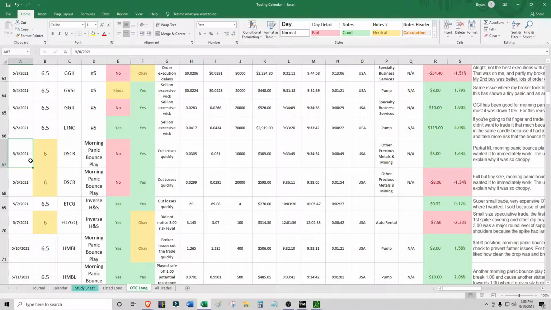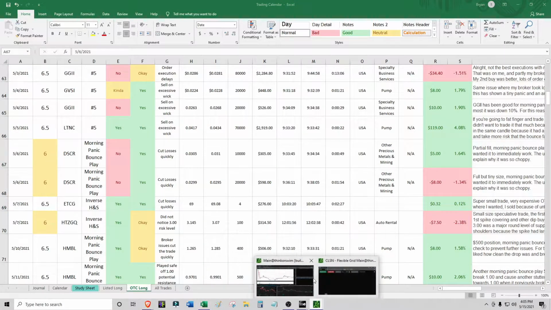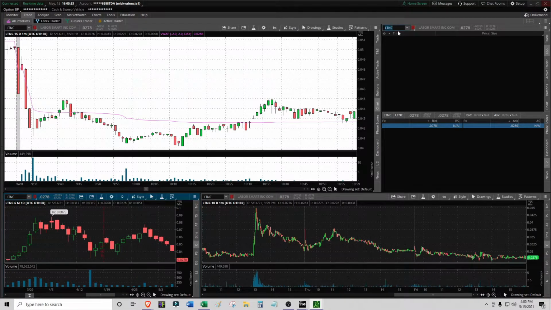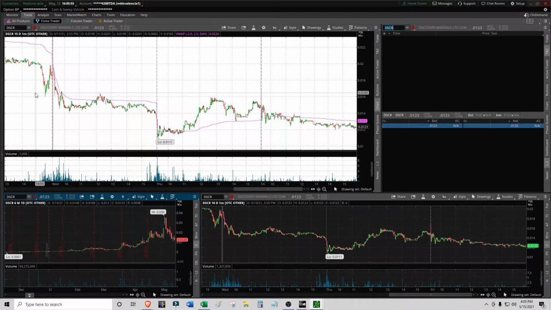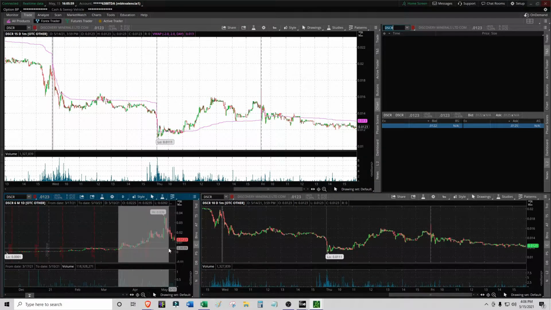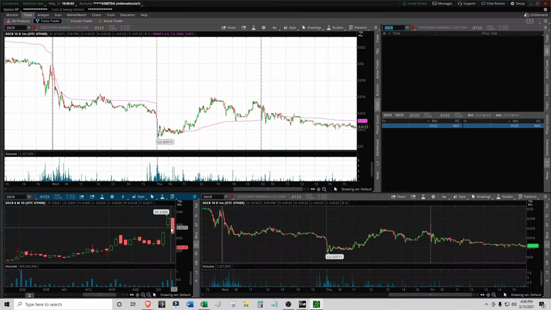Now let's look at May 6th for DSCR. So let's go to DSCR for May 6th. Let's get to the 6th right here. First red day, only spikes for 2 green days. Not completely ideal for a morning panic bounce play, but sometimes they do work. It's just less likely. Always better to wait for a 3rd day.